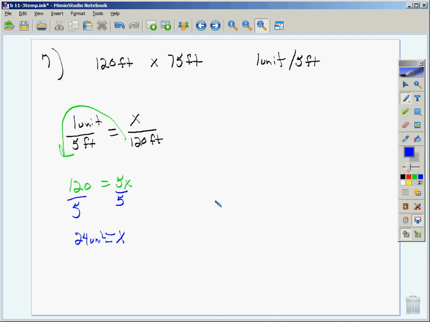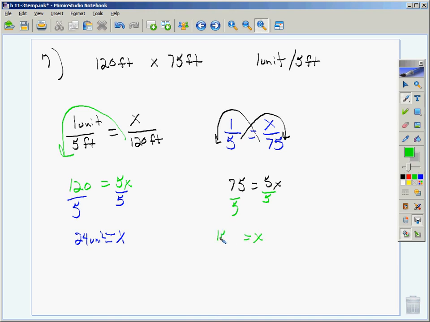And I'm going to do the same thing. I'm going to compare 1 to 5. It would be the same as x to 75. Again, I'd take the 75 times the 1, 75, and the 5 times the x, 5x, and I would divide both sides by 5. And x would be 15 units.